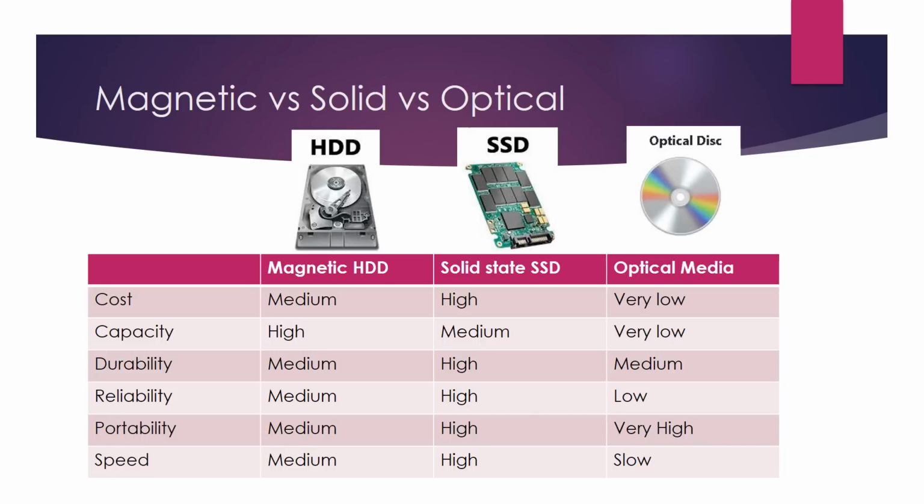Then I have just mentioned some differences between magnetic, solid state, and optical disk. If we talk about the cost, the highest cost is the solid state device, and the highest capacity is magnetic. Durability is highest in SSD, as are reliability, portability and speed. Except for capacity, which is much better in HDD. Otherwise, SSD is always better than the other two devices, optical disk and HDD.